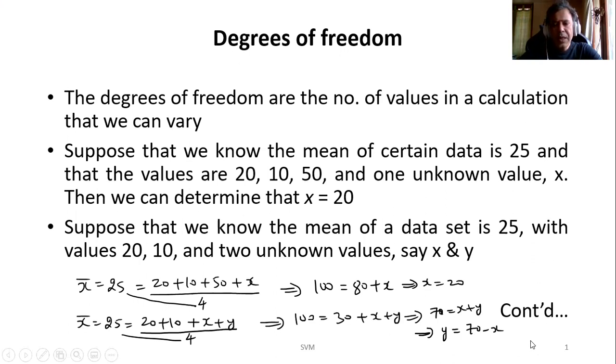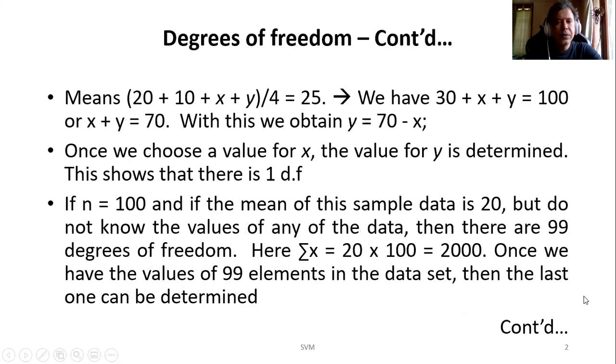So for one particular value, if I substitute for x, I will get some value of y. Suppose, for example, if I substitute 10, then I will get the y value as 60. Suppose I substitute x as negative 10, then what will happen? y will become 80. So in this case, we wrote here 70 minus x. Once we choose a value for x, the value of y is determined. Means I can vary only the value of x. I cannot vary the value of y.